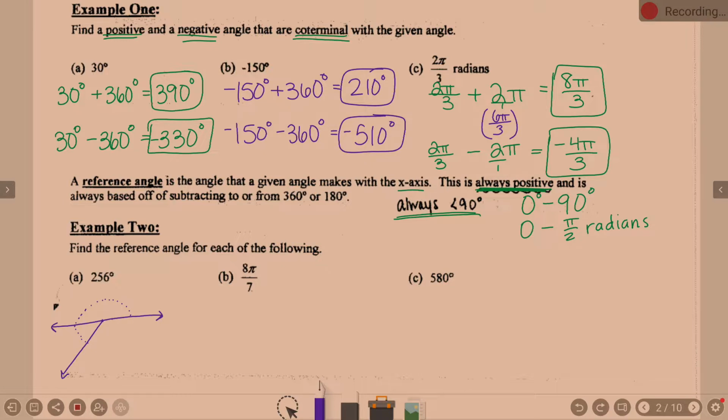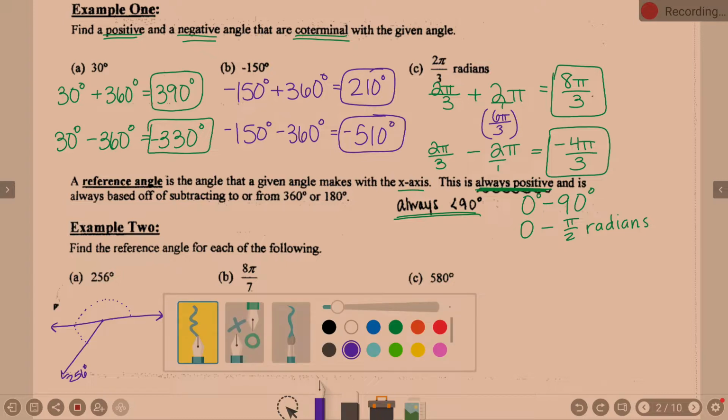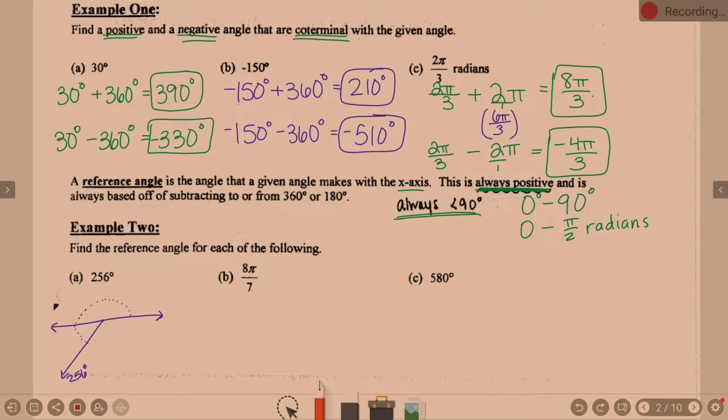Agree? I just realized I don't like how I drew that. I really shouldn't have that 180 in there yet, but that's all right. We'll make it work. Now, this right here, all the way around here, or down in here, is 256 degrees. The reference angle is how far that angle is from the x-axis.